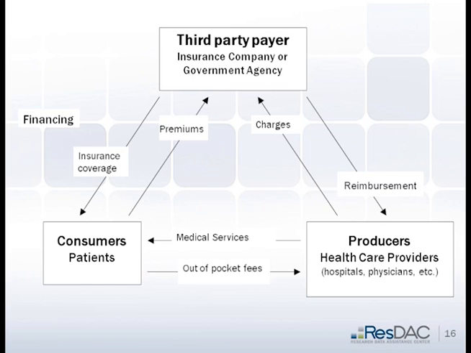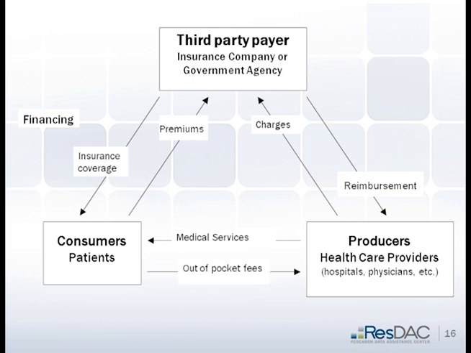So the patient comes in and sees the provider, they receive medical services, and in return they pay out-of-pocket fees, which is everything if you're uninsured. If you're insured, it's your co-pays and deductibles, etc. Patients who have insurance coverage are also sending their premiums off to these third-party payers. In this case, it's Medicare, for those of you attending this workshop. So this, on the left-hand side, represents the financing aspects of the healthcare market.